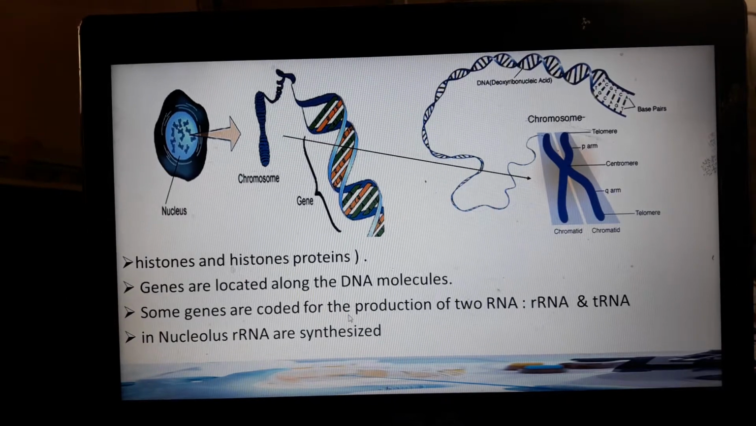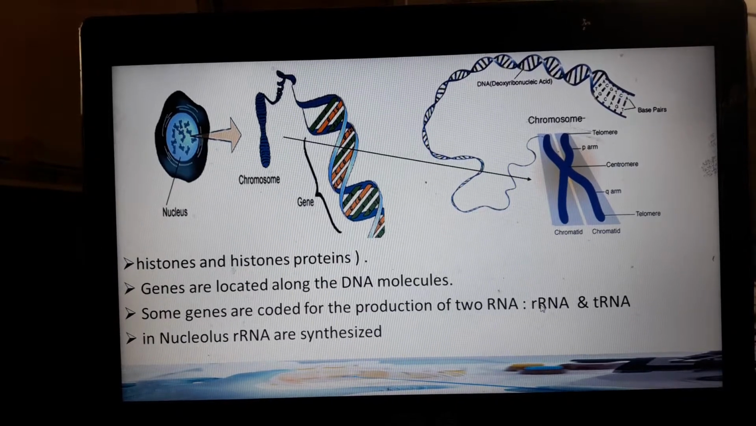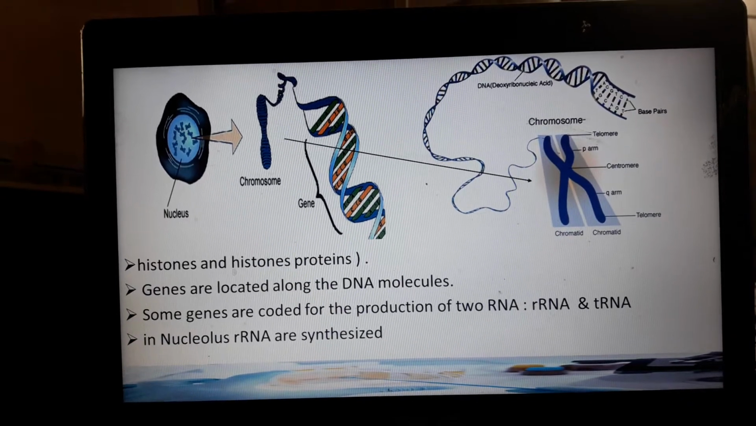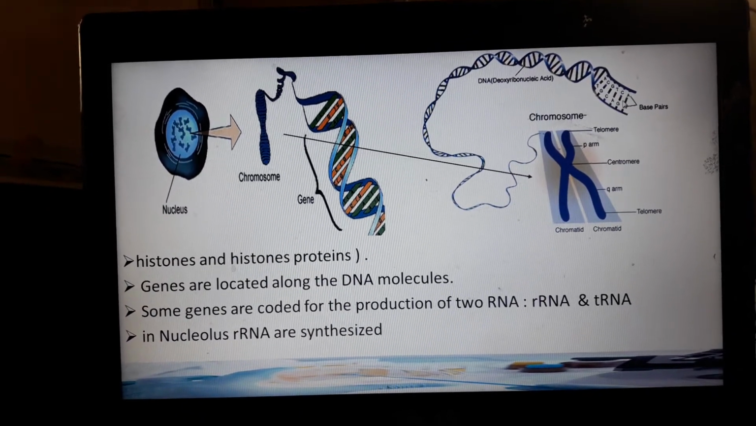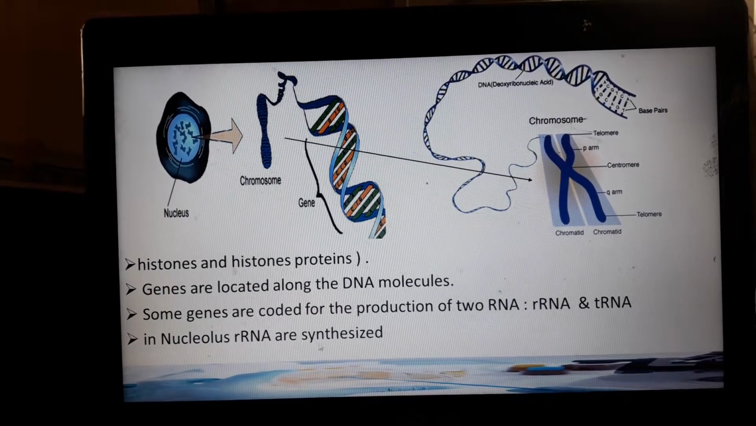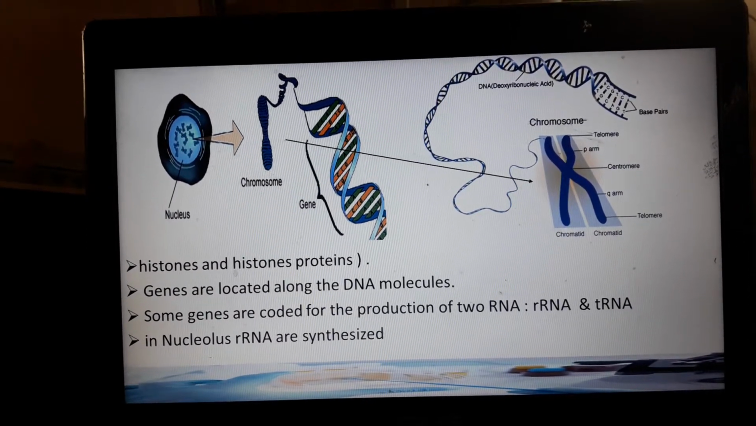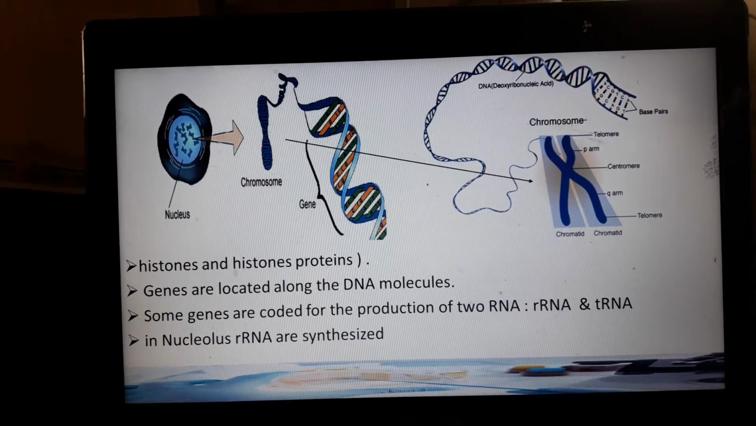Okay? And some genes are coded for production of RNA, or what we call ribosomal RNA and transfer RNA. So usually we will discuss this also during our biochemistry. So mayroong mga pairing of different amino acids sa double helix ng DNA structure. Okay? In the nucleus, RNA are in the nucleolus, as what we have discussed in biochemistry. They are the ones that synthesize the rRNA or the RNA proteins.